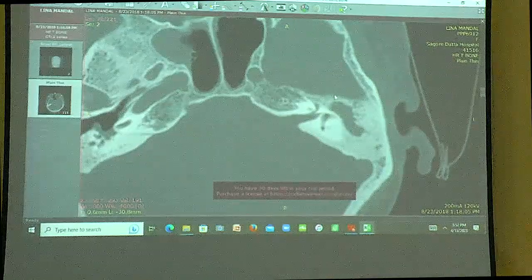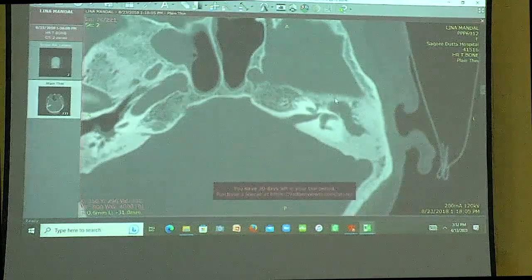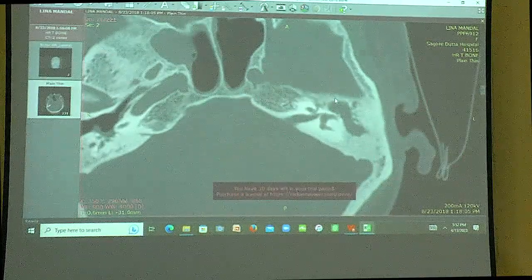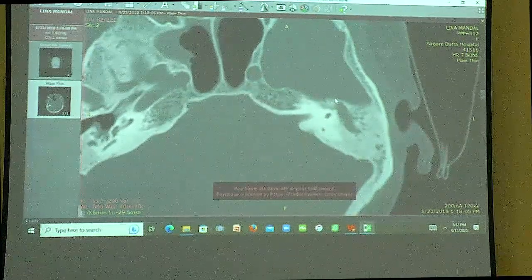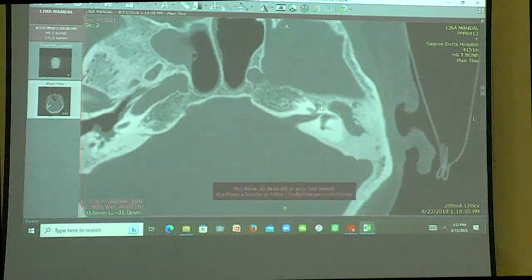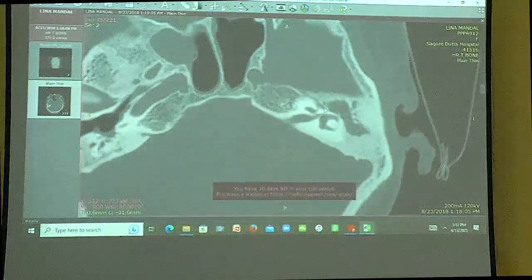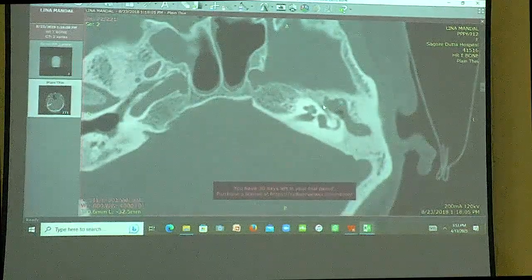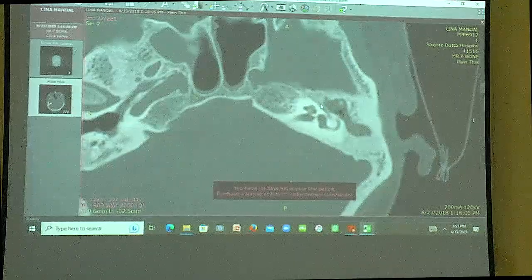So here you can see, we'll start from above. This is the facial nerve, this is the cochlea, this is the beginning of the tympanic segment. There is bone over the tympanic segment of the nerve, you can see it here. In the entire course, bone can be clearly seen.